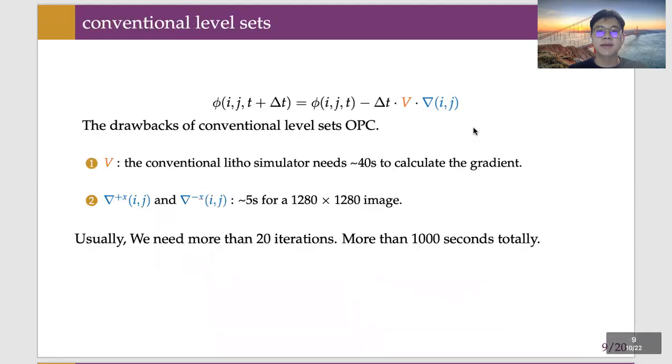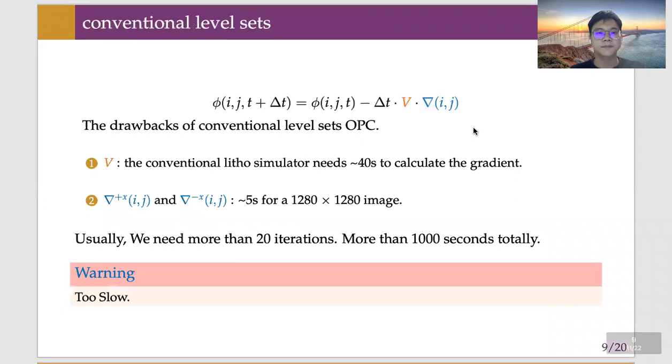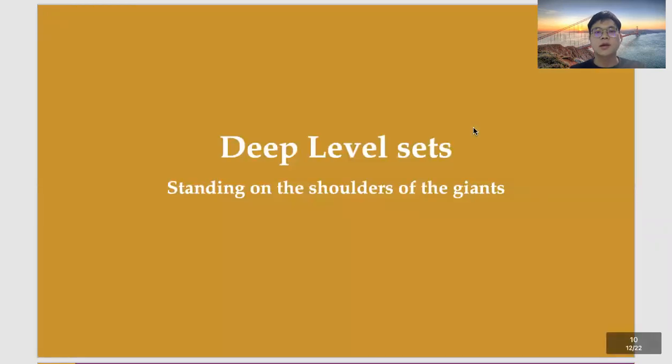Conventional level set has many drawbacks. The conventional lithography simulator needs more than 40 seconds to calculate the gradient, and the level set function needs more than 5 seconds for a large image. Usually we need more than 20 iterations and more than 1,000 seconds in total. It is too slow. Thus, we proposed DevelSet.